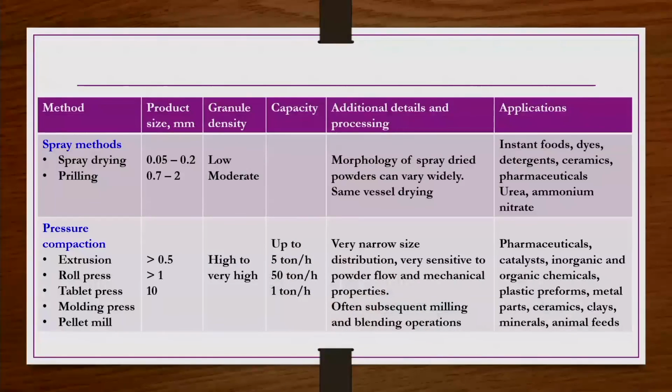So they are very specific in size, and one can get a very narrow size distribution, and they are very sensitive to powder flow and mechanical properties. Often subsequent milling and blending operations are required in this kind of pressure compaction process. Applications: pharmaceuticals, catalysts, inorganic and organic chemicals production, plastic preforms, metal parts, ceramics, clays, minerals, and animal feeds are some of the applications where we find the usage of pressure compaction.